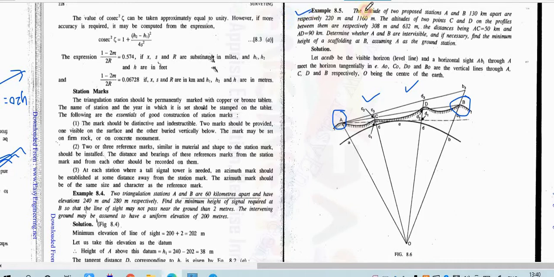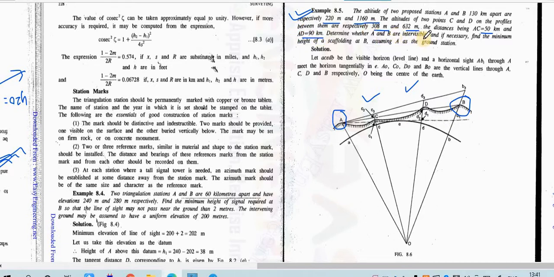The altitudes of two proposed stations A and B are 130 kilometer apart. So the distance from A to B is 130 kilometer. The height is 420 meter at A and 1160 meter at B. The altitudes of 2 points C and D on the profile between them are 308 meter and 632 meter. So at point C the height is 308 meter, and at point D the height is 632 meter. The distance AC is 50 kilometer apart, and A to D is 90 kilometer apart.